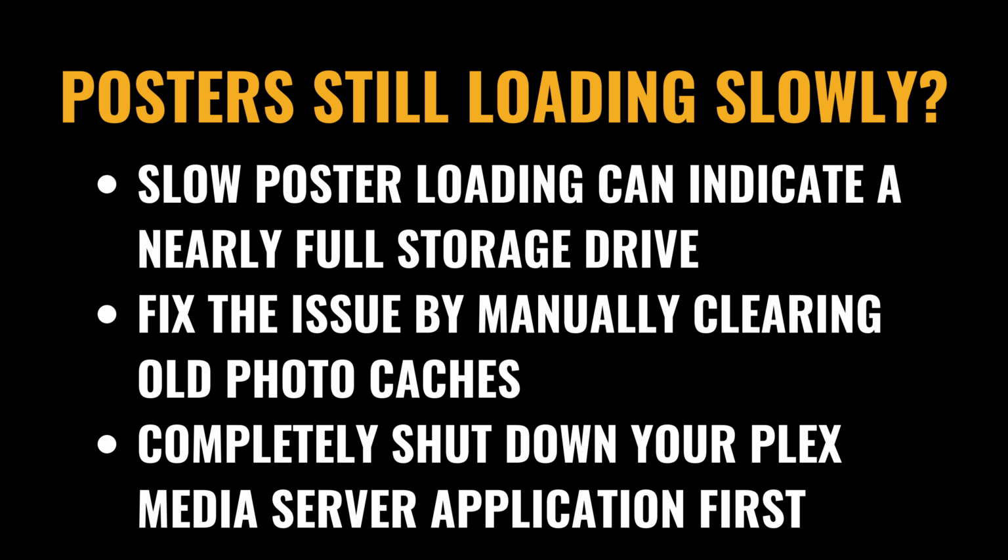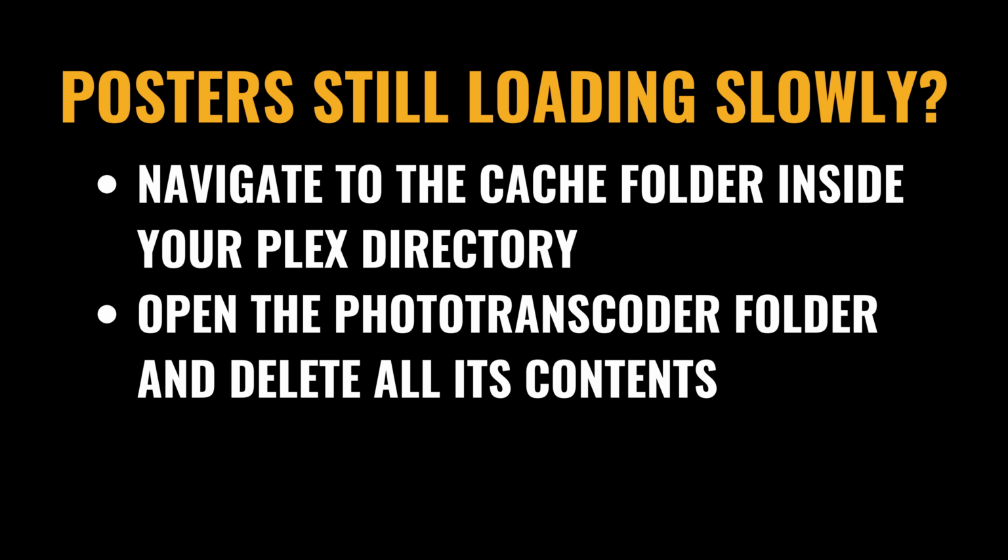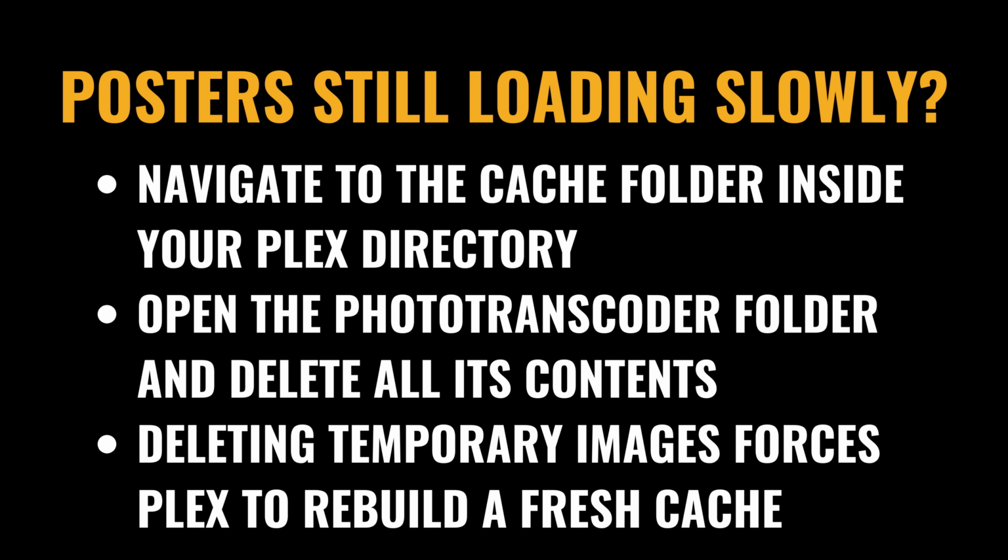To do this, completely shut down your Plex Media server. Navigate to your main Plex Media server directory on your computer, locate the folder named Cache, and open it. Inside, find the folder named Photo Transcoder and delete all of its contents. This folder only holds temporary images that Plex has resized for different screens, and deleting it forces Plex to rebuild a fresh, unbloated image cache the next time you open your streaming app.